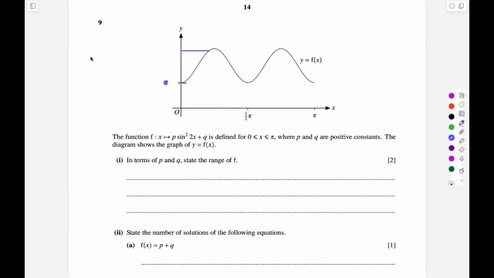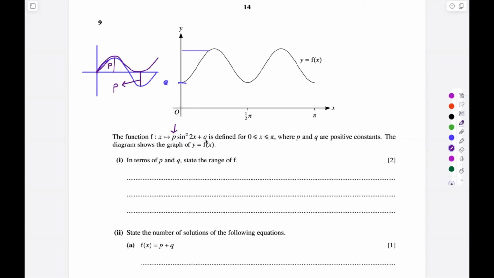Now, to understand this, we first have to understand what the graph of sine x looks like. If we draw a graph of sine x, it will basically look like this. And if we square it, this negative part is reflected into the positive part of the graph. So after squaring, it looks like this. Now this is basically the amplitude of the expression, and in this case, this will be p, as this represents the amplitude of the sine graph. And this will also be p.